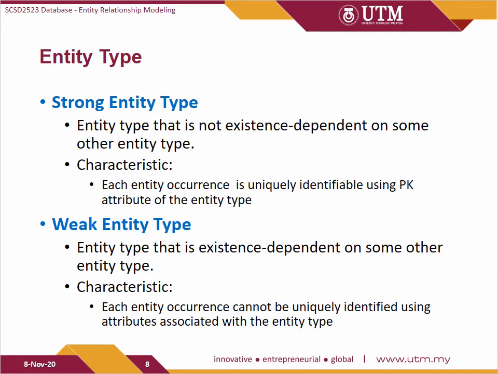A characteristic of a strong entity type is that each entity occurrence is uniquely identifiable using the primary key attributes of that entity type, while a characteristic of a weak entity is that each entity occurrence cannot be uniquely identified using only the attributes associated with that entity type. In addition, strong entity types are sometimes referred to as parent, owner, or dominant entities, and weak entity types as child, dependent, or subordinate.